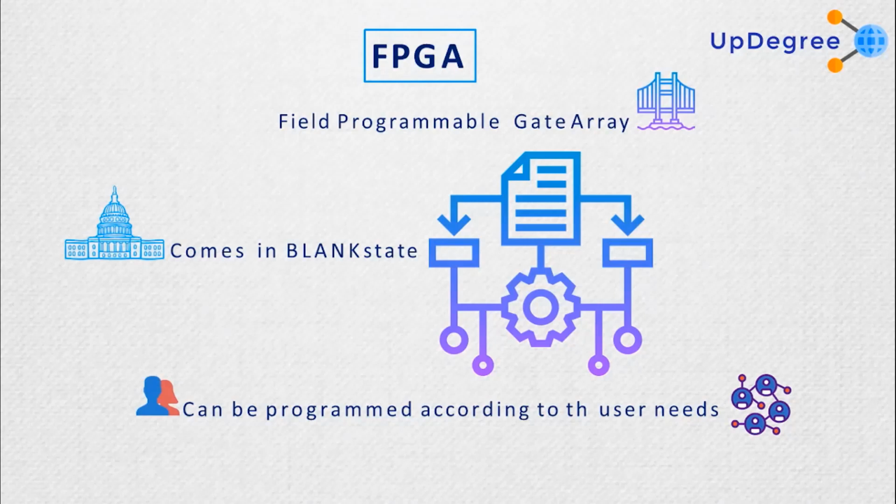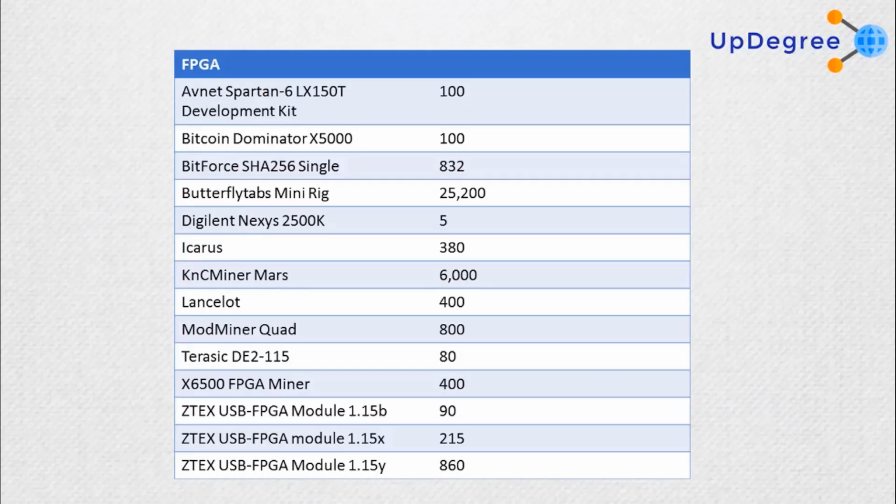So you need to understand. Sorry, there's a spelling mistake. E is missing. So it's actually according to the user needs. You have various FPGAs. And currently there is an FPGA demand in the market.